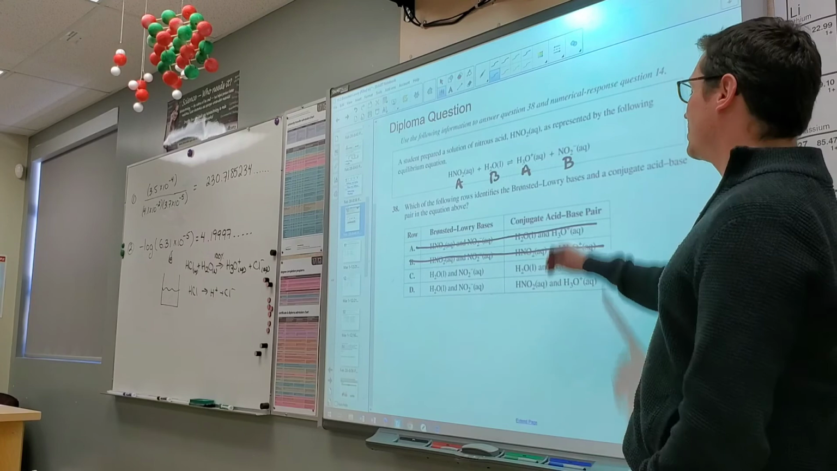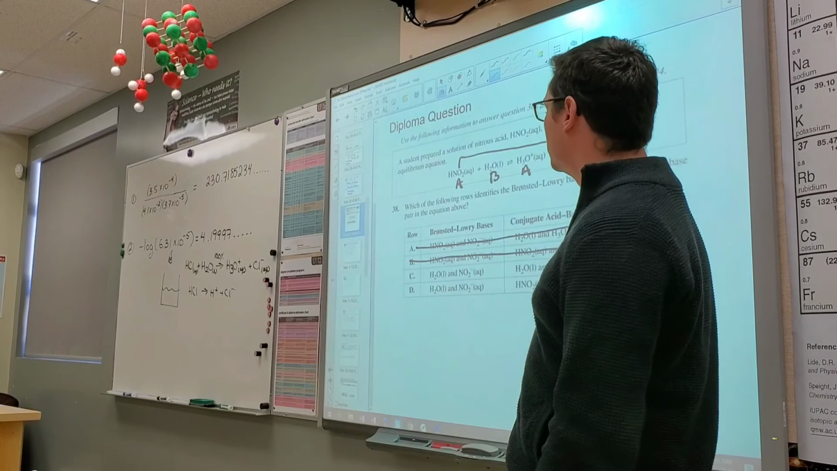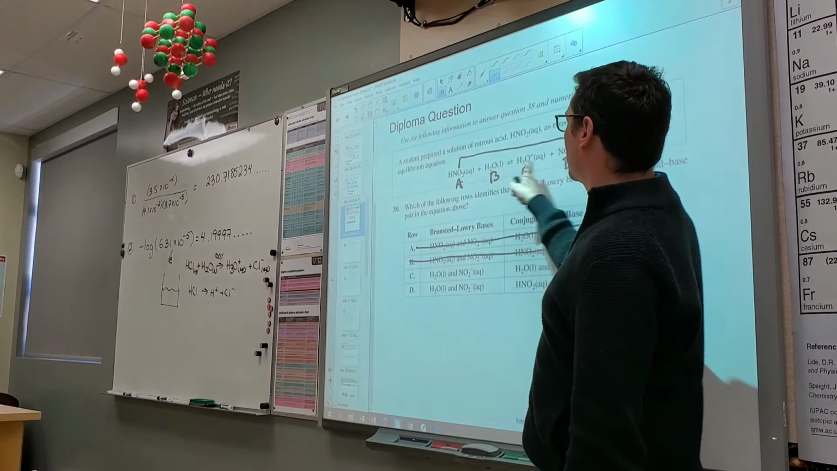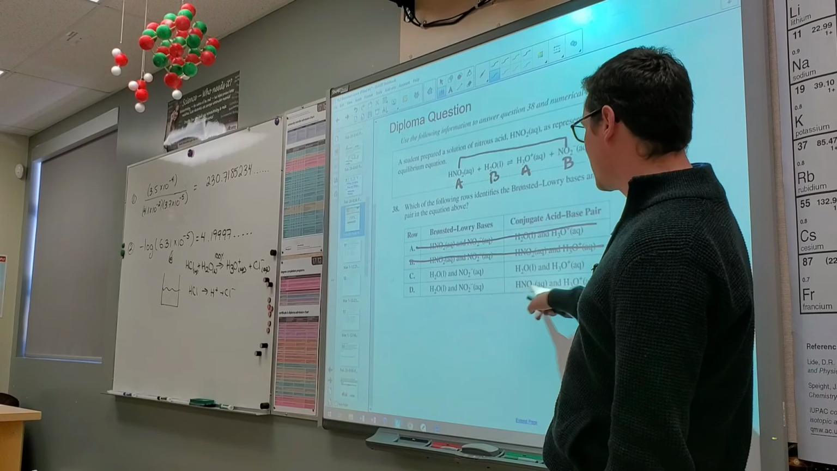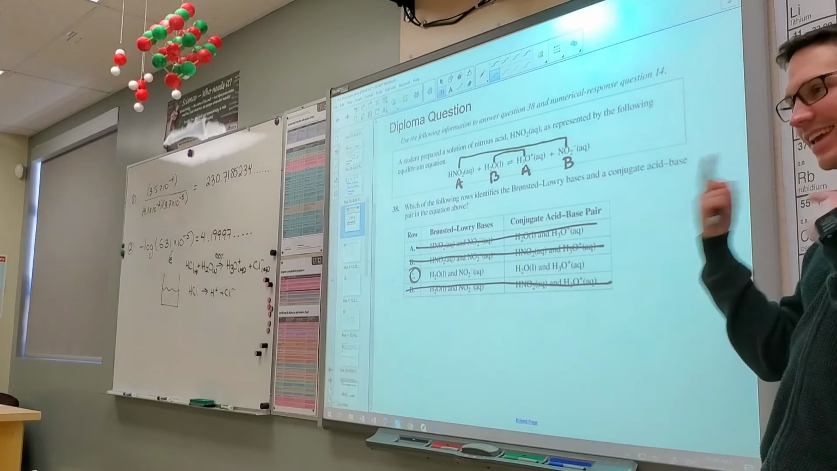Then it asks, what's one conjugate acid-base pair? HNO2, what does HNO2 turn into? HNO2 turns into NO2-. Nitrous acid turns into nitrite. Water turns into hydronium. So that is a conjugate acid-base pair. Does that thinking make sense to you?